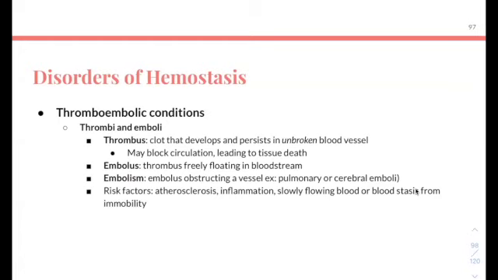So people who have atherosclerosis, which is a buildup of cholesterol and other things in the blood vessels, can be at risk. Too much inflammation in the body can cause this. Also, if your blood is flowing too slowly, or blood stasis, so it's not moving. Stasis means there's no motility, it's not moving. Those are specific risk factors for having a thromboembolic type of condition.